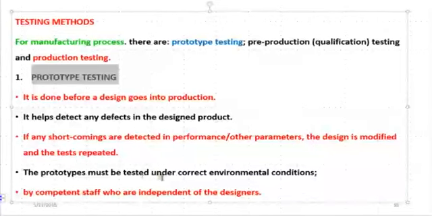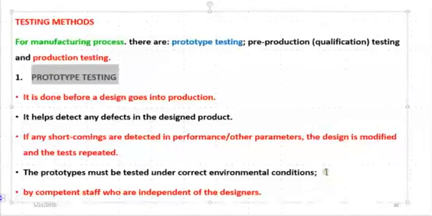The prototypes must be tested under correct environmental conditions, because if you design something to operate, let's say, at a temperature of maximum 30 degrees Celsius, when testing your prototype, you test it in an environment with 100 degrees Celsius, definitely the result is not going to do justice to your design, because the environmental condition is entirely different from your design requirement.